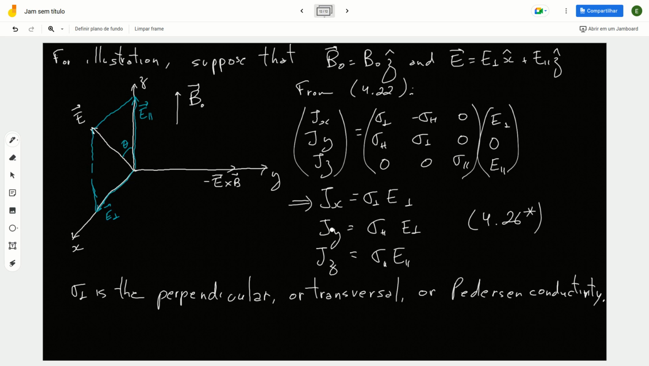So it controls the flow of the electric current in the perpendicular direction, perpendicular to B0. The Y direction is perpendicular to both E and B because they're in this plane. So this is actually perpendicular to both. And the flow of J in this direction is governed by sigma h. So flow of J is governed by sigma h. This is perpendicular to both. Remember that the perpendicular conductivity is the Pedersen conductivity. So, how can I say this? Sigma h is the Hall conductivity.